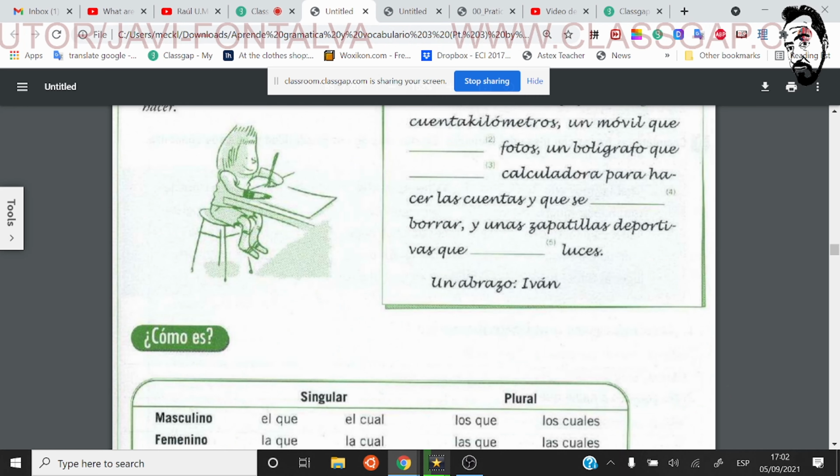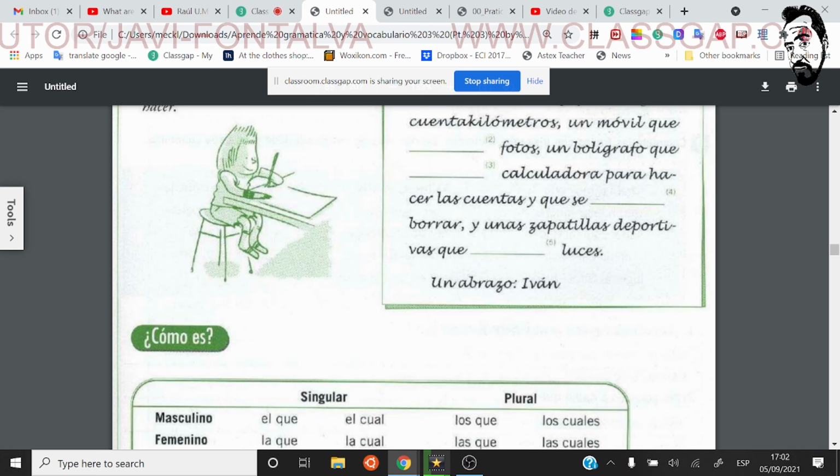Now let's take a look at the connectors. Actually, for poner, it was ponga, and for poder, pueda. Poder is pueda. Poner is ponga. Okay, so these are the connectors, the most used ones.